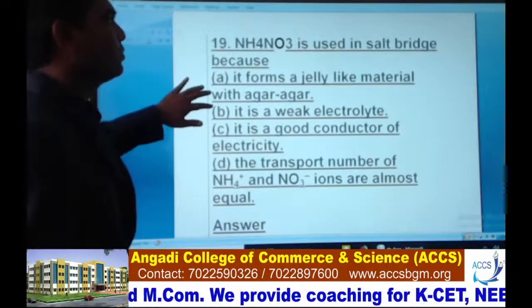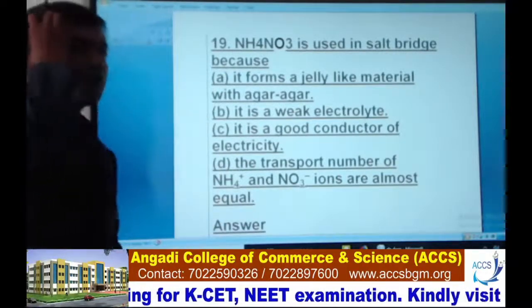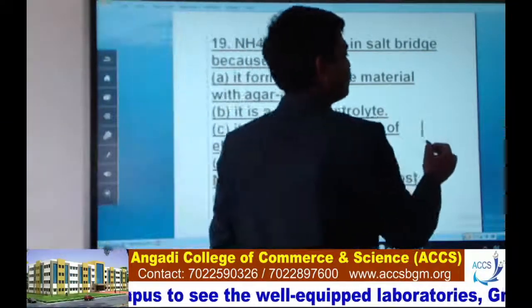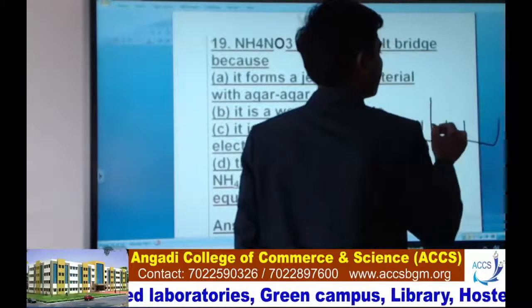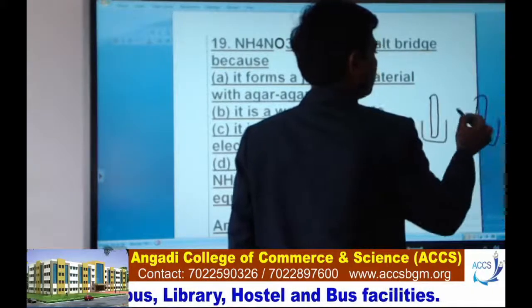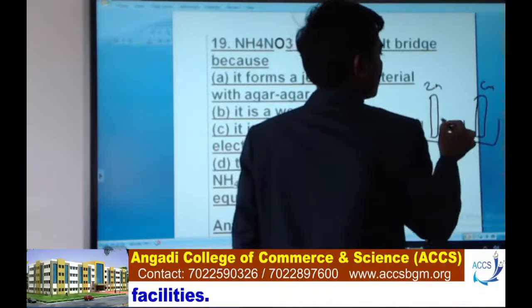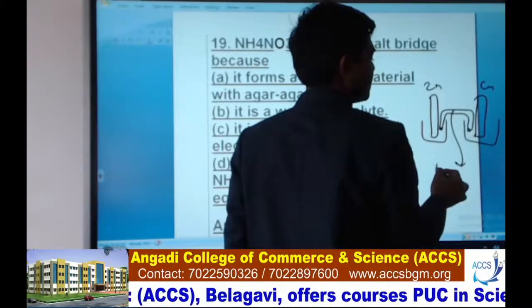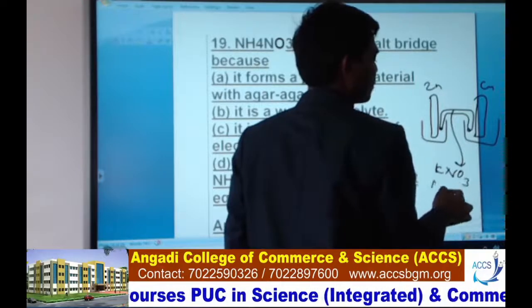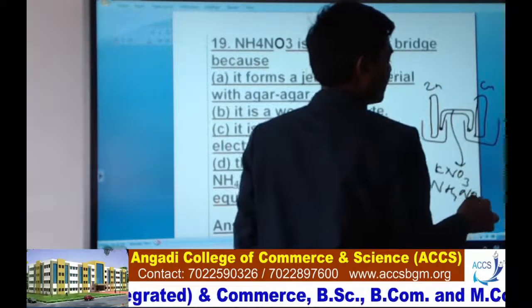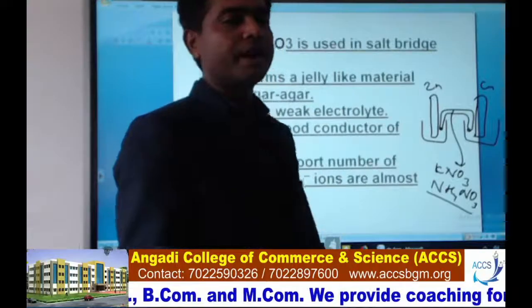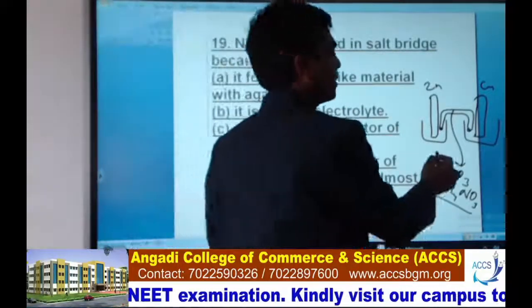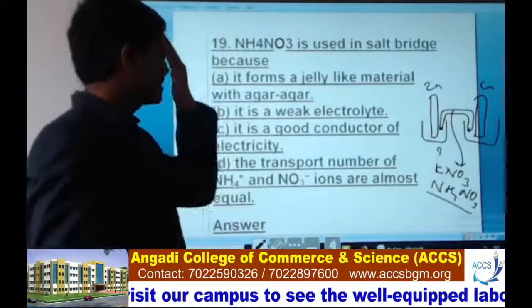NH4NO3 is used in the salt bridge, why? So all of you know that in a galvanic cell, when we take two electrolytic tanks and two electrodes, we are keeping one salt bridge. And what is that salt bridge? Either it is made up of KNO3 or it is made up of NH4NO3, which is prepared with agar gel. Okay. And what is the requirement of this one? He is asking. Let's see the options.